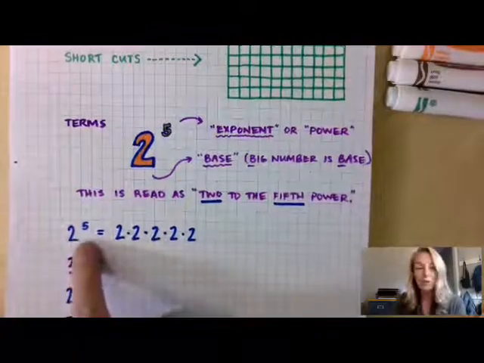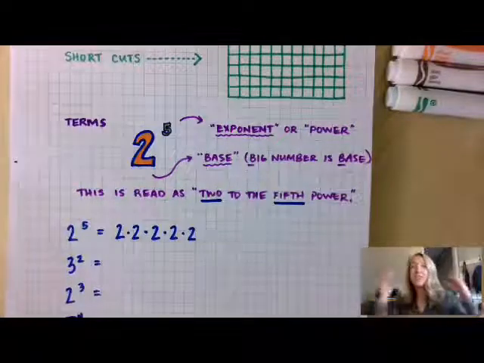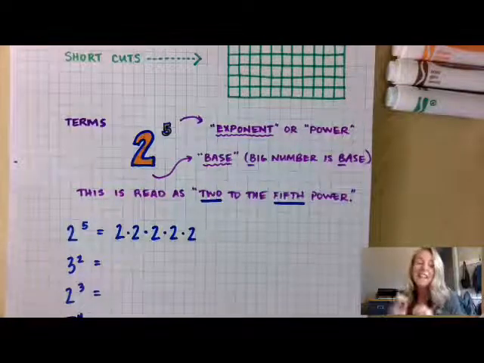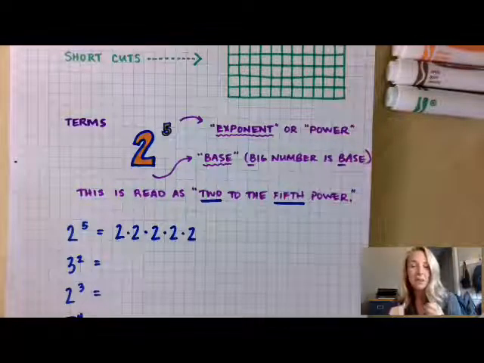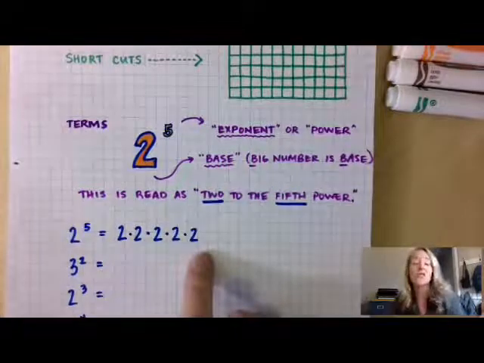2 to the 5th power is not 2 times 5. And math teachers say that all the time. It's not 2 times 5. It's 2 times itself 5 times. 2 times itself 5 times. And so if we write it out, it just looks like that.